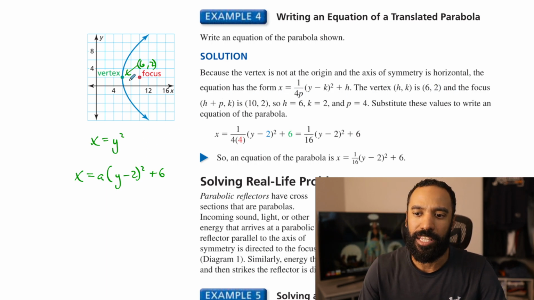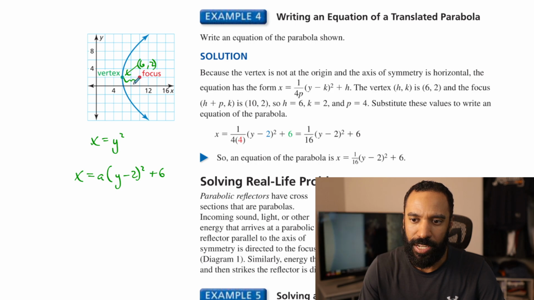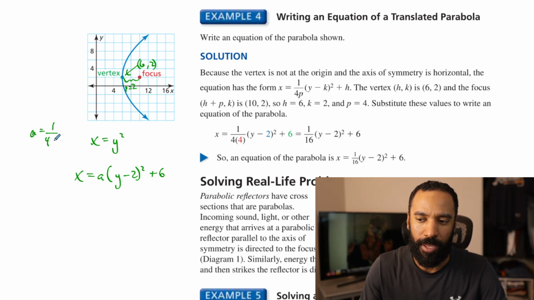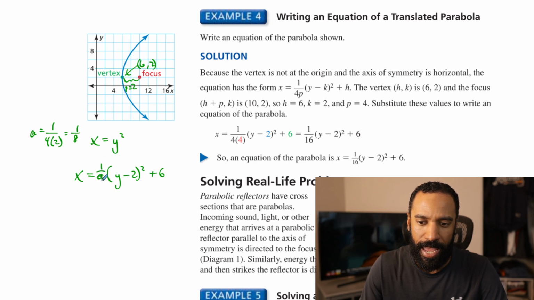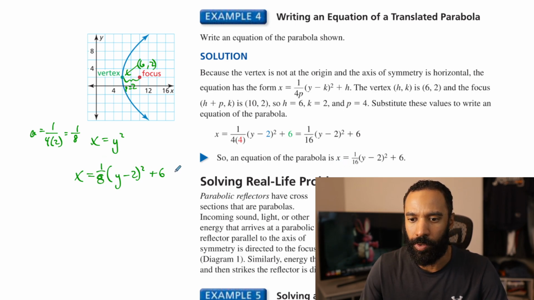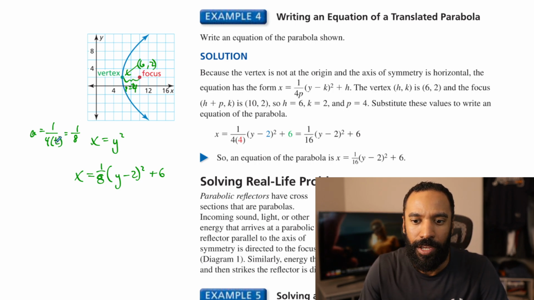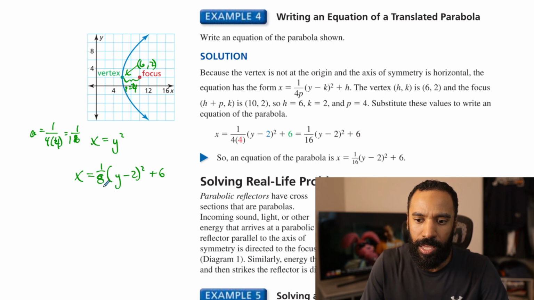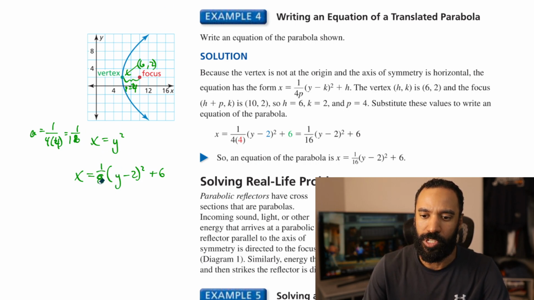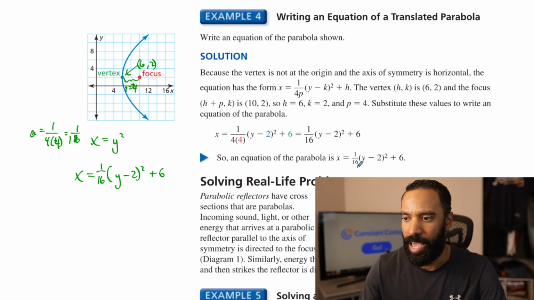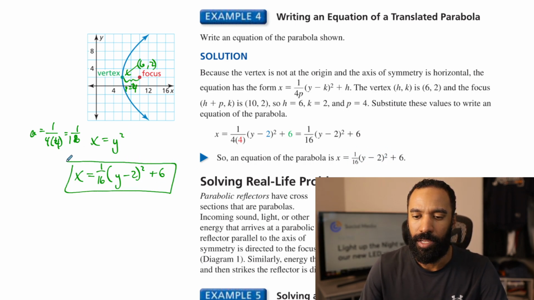Not quite. And then this p value, the distance from vertex to focus, is 2. That's your p value. So a is 1 over 4. Normally I'd have them write it, but I'll show you how I'm going to write it. 1 over 4p, which is 1/8. So your equation is going to be x equals 1/8 times y minus 2 quantity squared. Excuse me, what did I do here? Oh, this scales by 2's. I forgot. That's 4. So 1 over 4 times 4 is 1/16. And this is 1 over 16. Those are scaled by 2's. So 1 over 16, as you can see right there, and you get the same equation.